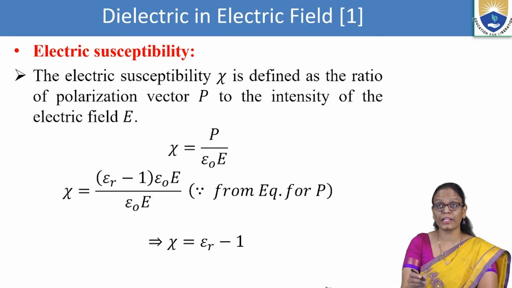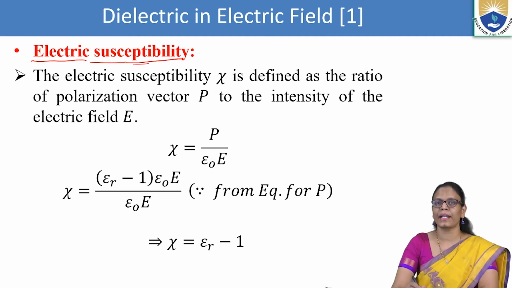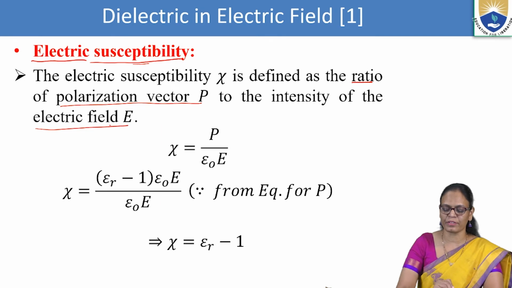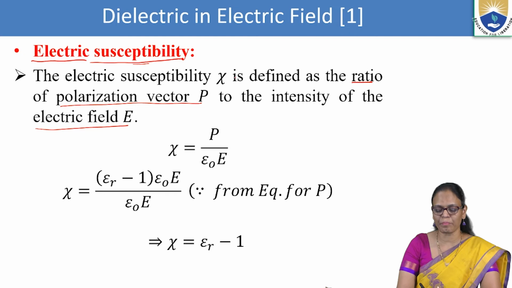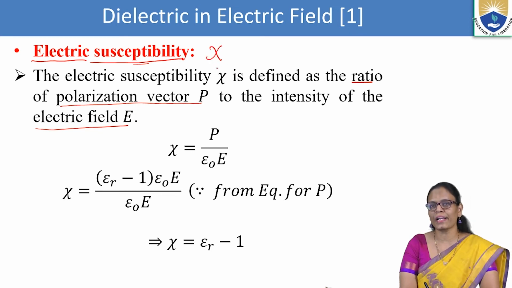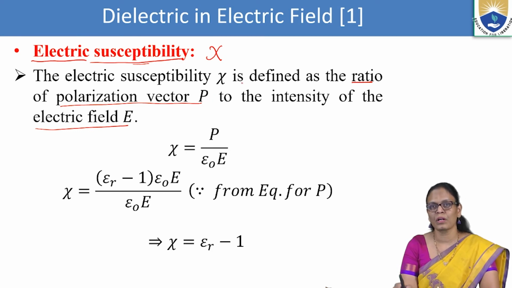Now we are going to define electric susceptibility. What is electric susceptibility? It is defined as the ratio of the polarization vector to the intensity of the electric field. We denote susceptibility by chi, which is a Greek letter. So chi is defined as the ratio of the polarization vector P to the intensity of the electric field, so chi is equal to P upon epsilon naught E.